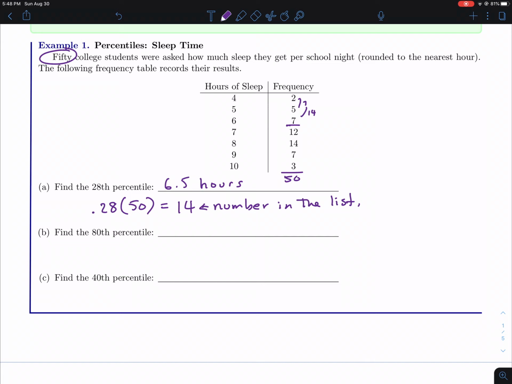All right, let's do the same thing for the 80th percentile. Again, 0.80 times the total, which in this case gives us 40. And again, this is the number on the list.